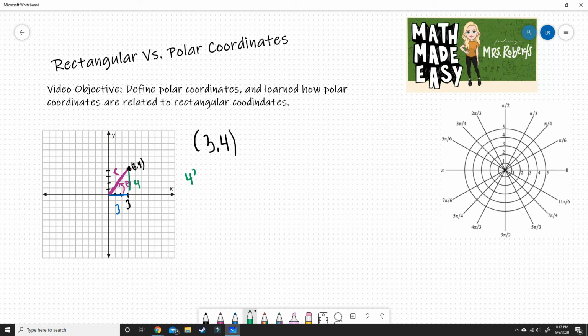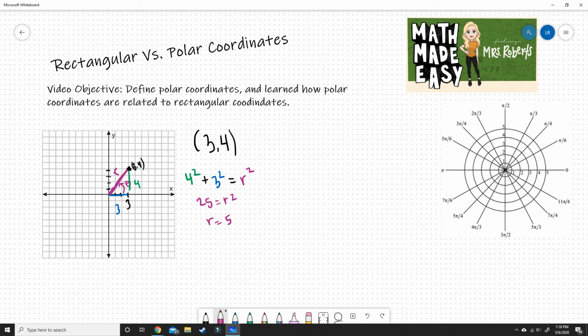4 squared plus 3 squared equals r squared. 4 squared is 16, 3 squared is 9, 16 plus 9 is 25, and r is 5.